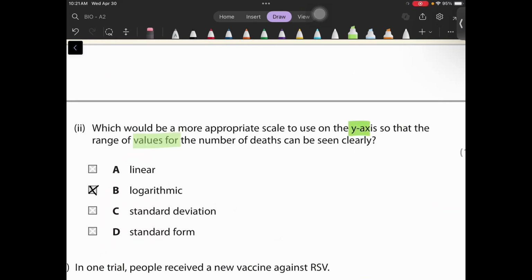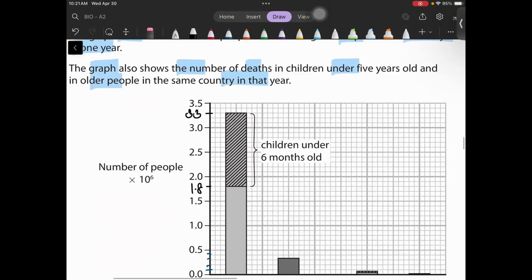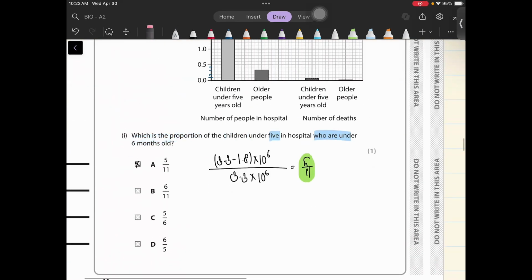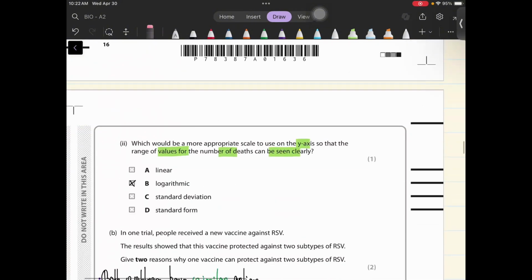Which would be the more appropriate scale to use on the y-axis to show that the ranges of values of the number of deaths could be seen clearly? Whenever you have large values, and these values are large enough, you use graphs of logarithmic scale. I mean, you should know this by this point, and you should have this memorized. Whenever you use larger values, use logarithmic scale to simplify the values.